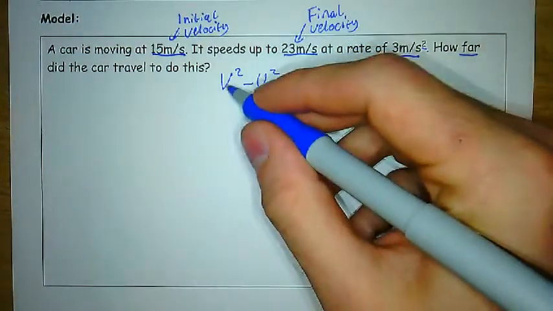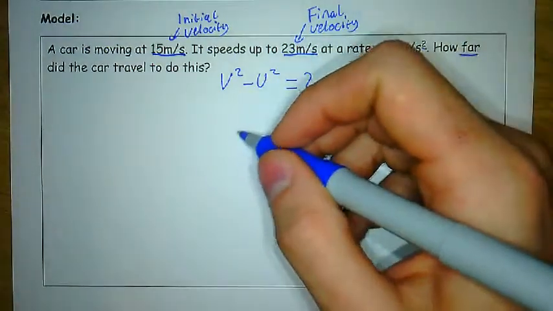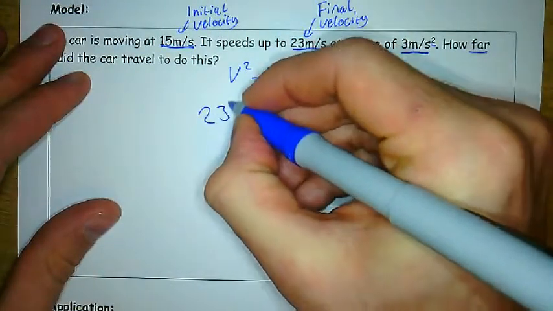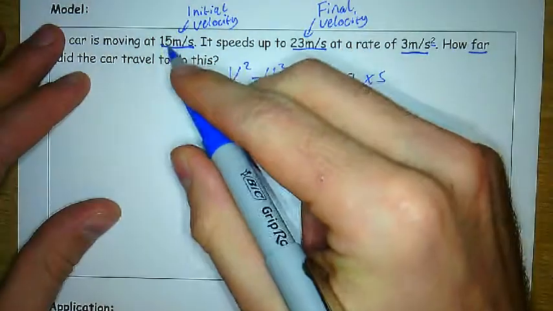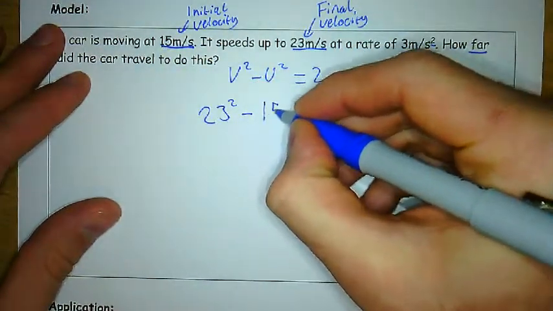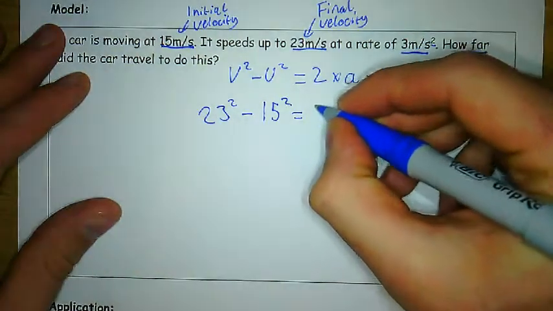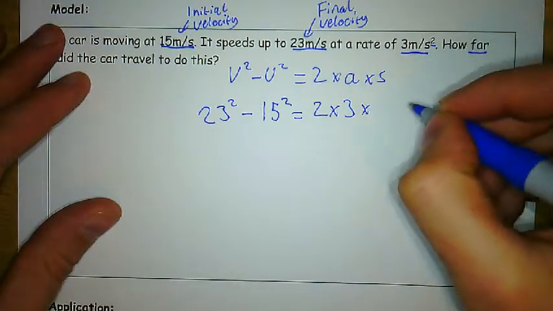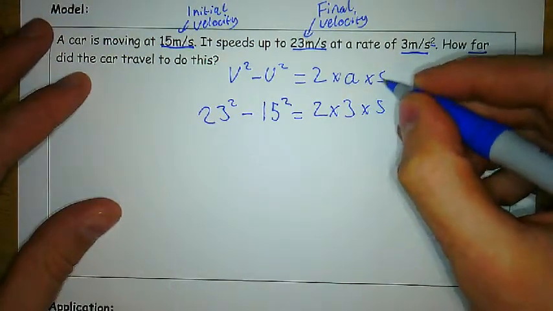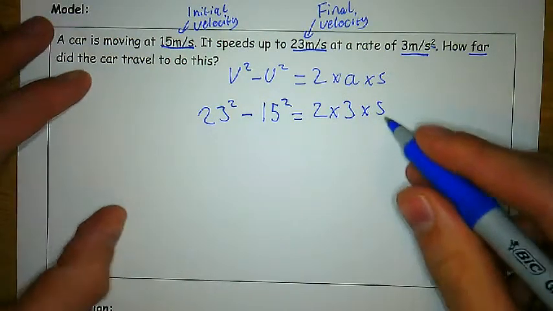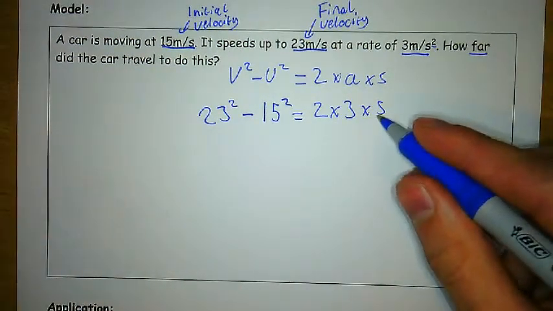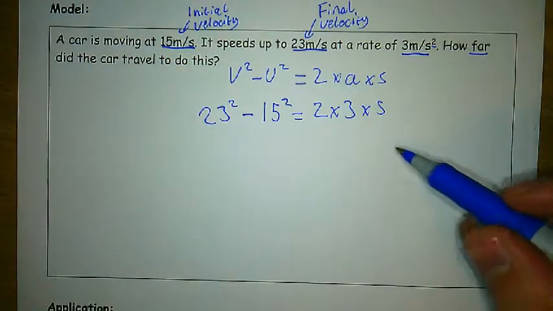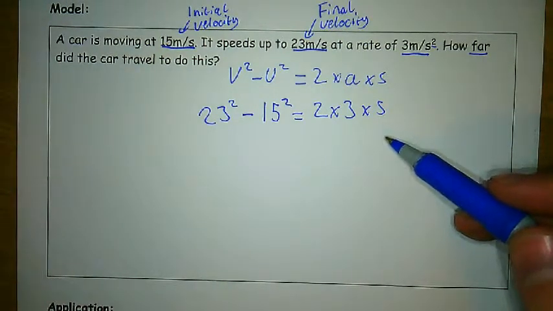Okay, so we've got first off v squared, we've got there your final velocity 23 meters per second. Okay, so 23 squared minus your initial velocity of 15 squared equals 2 times your acceleration, which is 3, times s. Because we don't know s yet, we don't know the distance yet, so we're going to leave that in there as s. But don't just leave it blank, don't just not put anything in there because you'll forget to add it in later. Put that s in there as a placeholder for something to work out later.